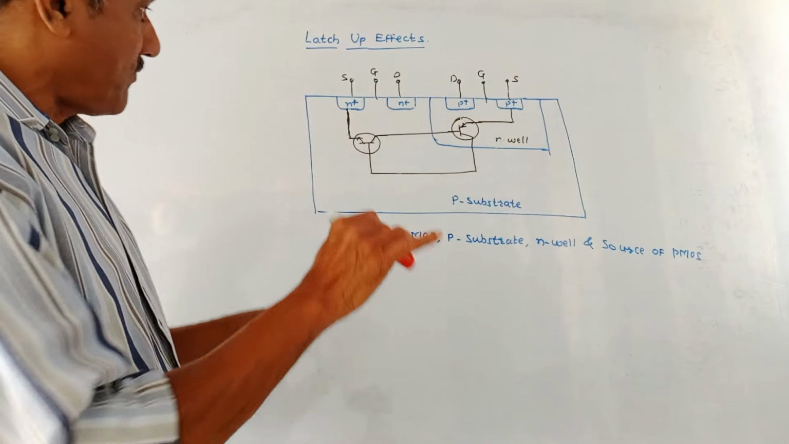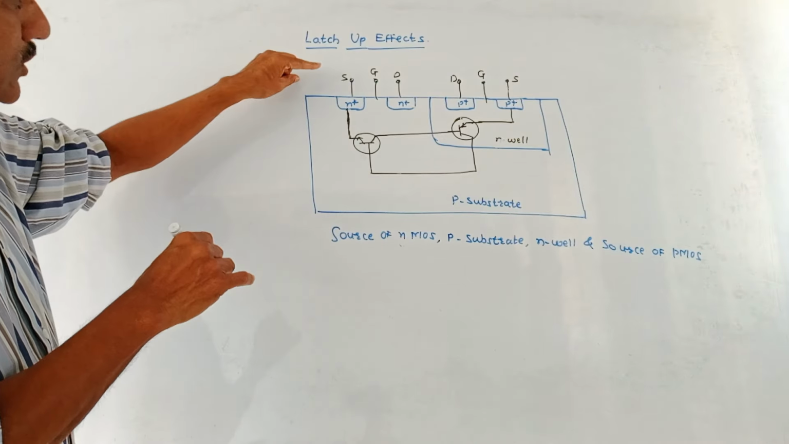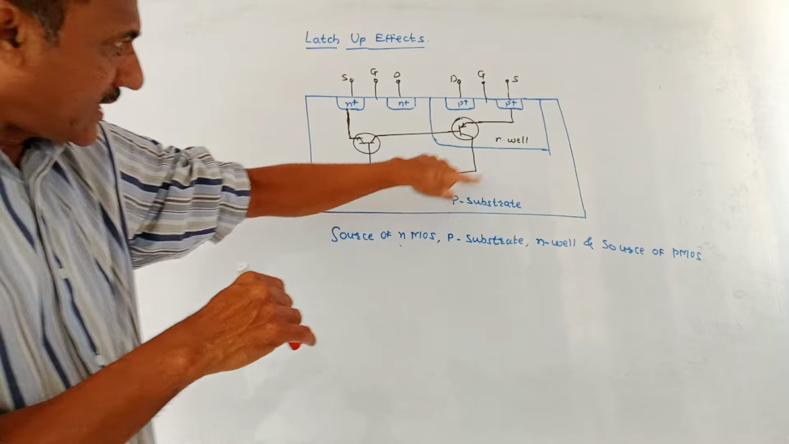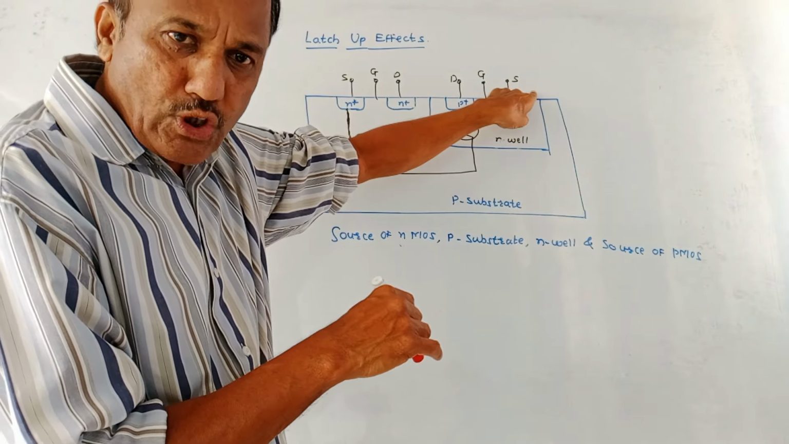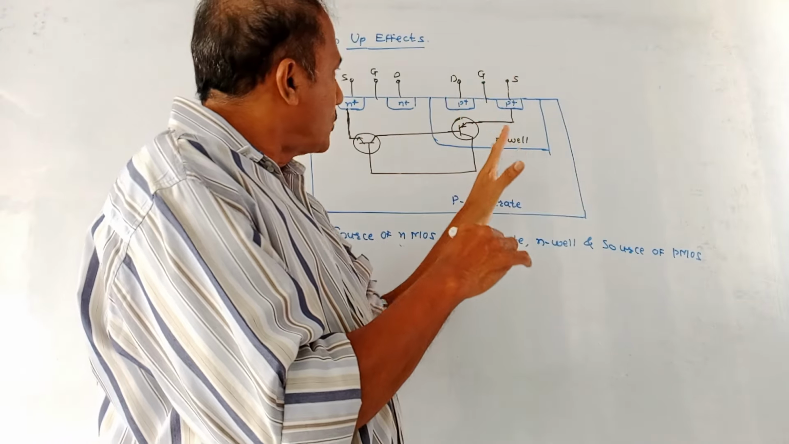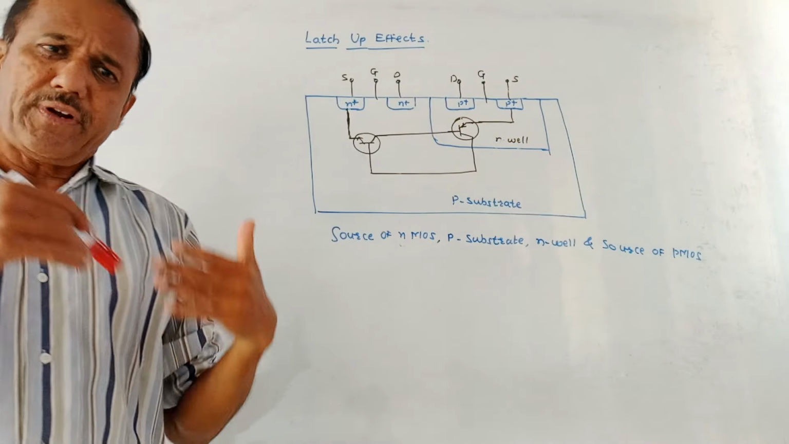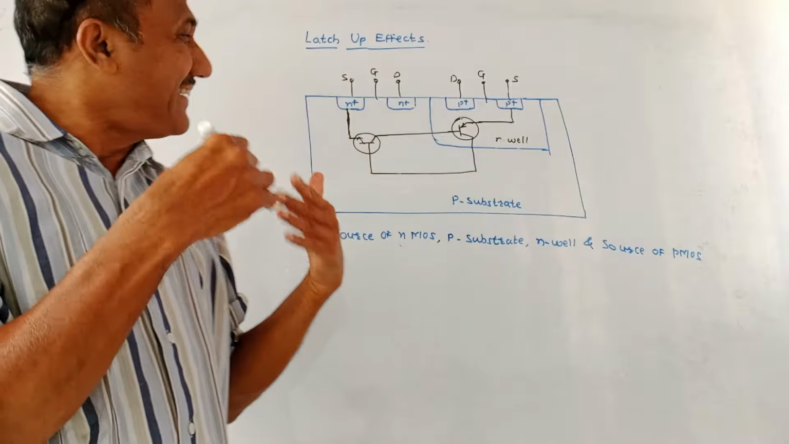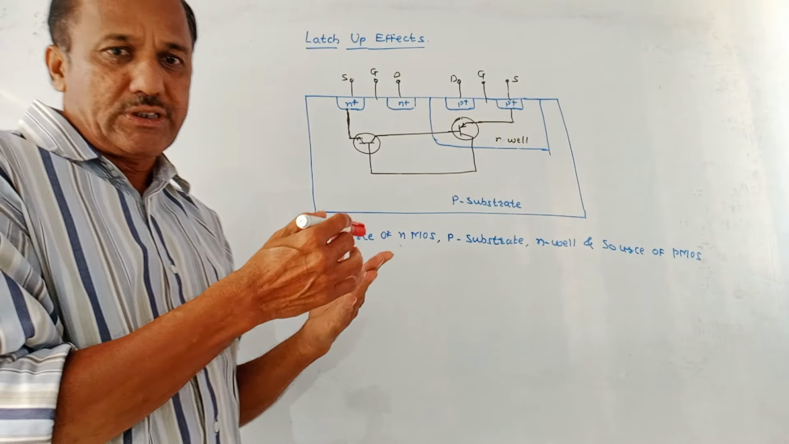Now, the actual latch-up effect takes place between the source terminal of the NMOS transistor, then the P-type substrate, N-well, and again to the source terminal of this P-type MOSFET. So this is about the latch-up effect. Many times, to avoid the excess flow of current, guard rings are used in such structures.